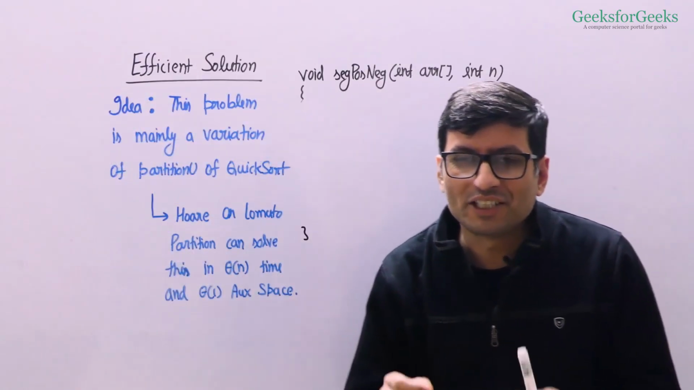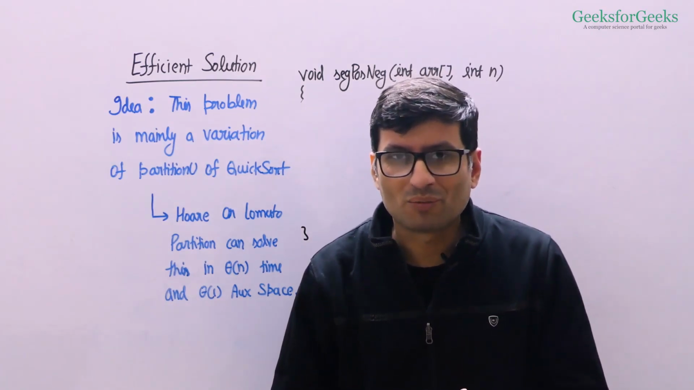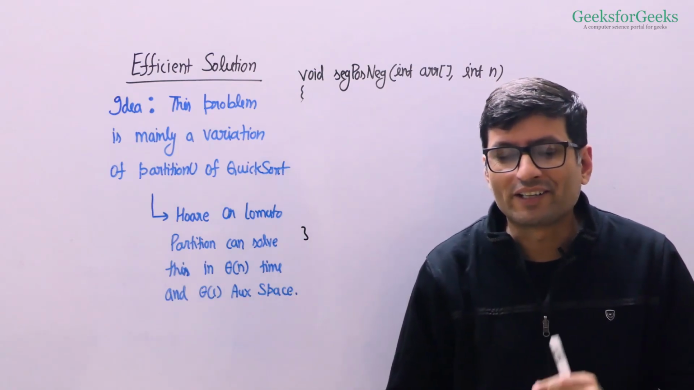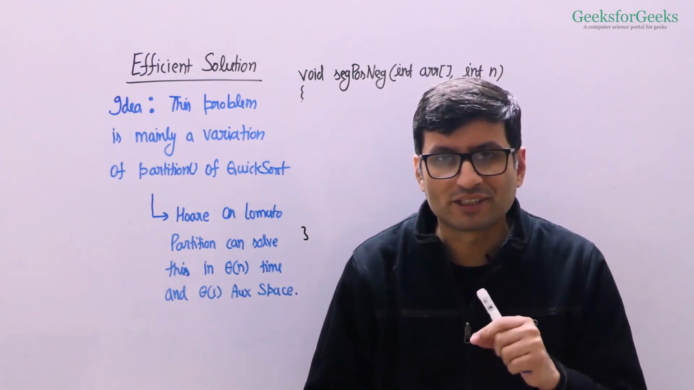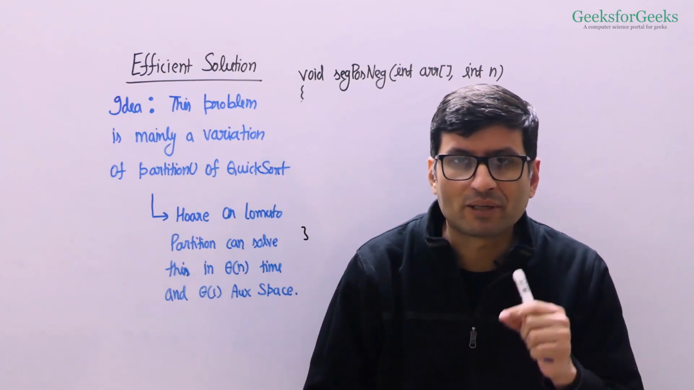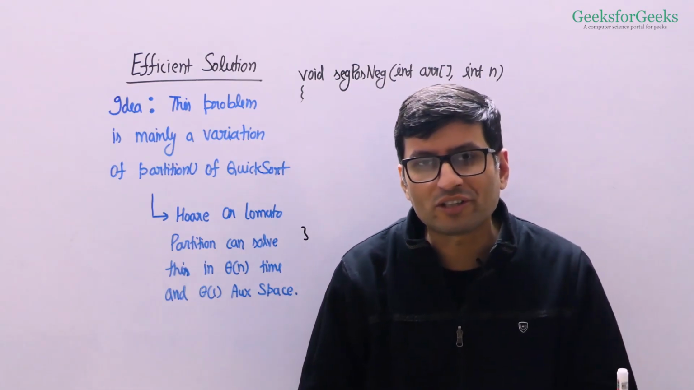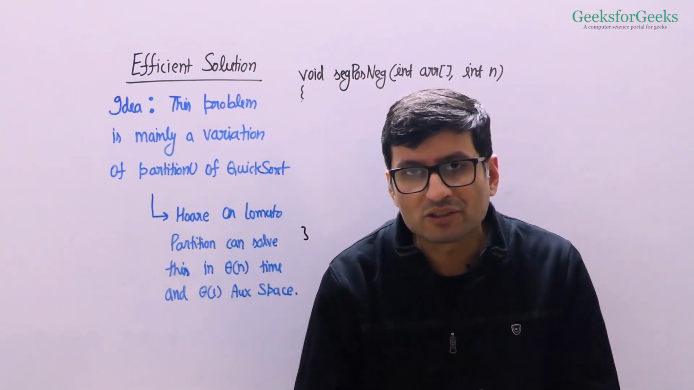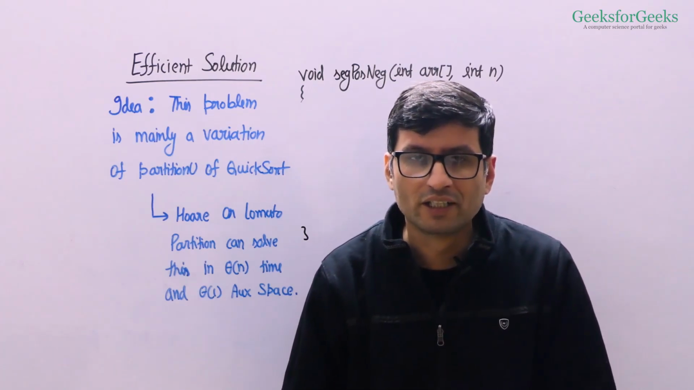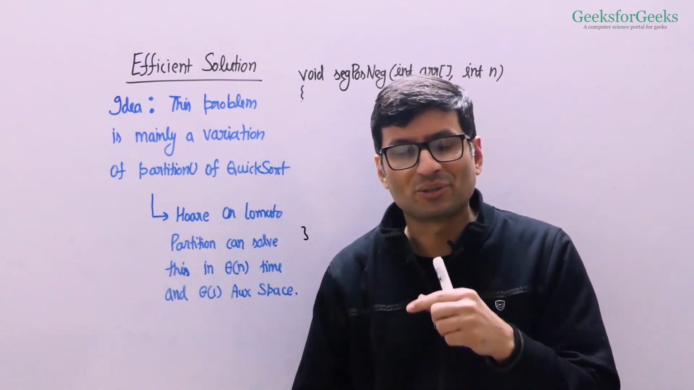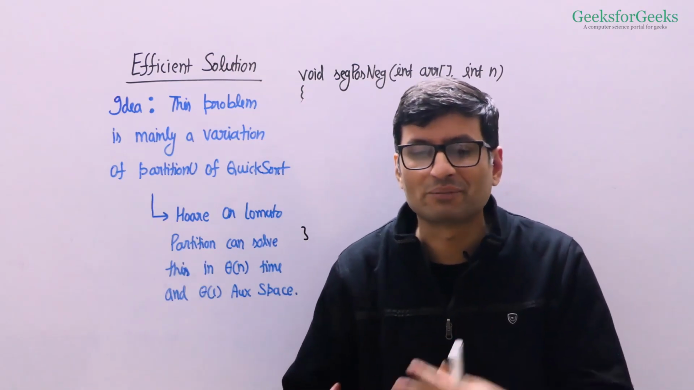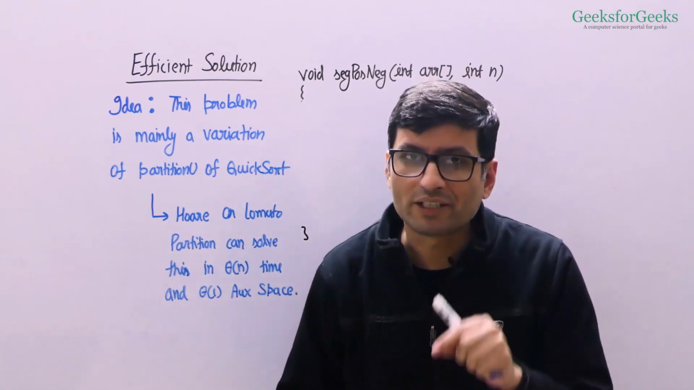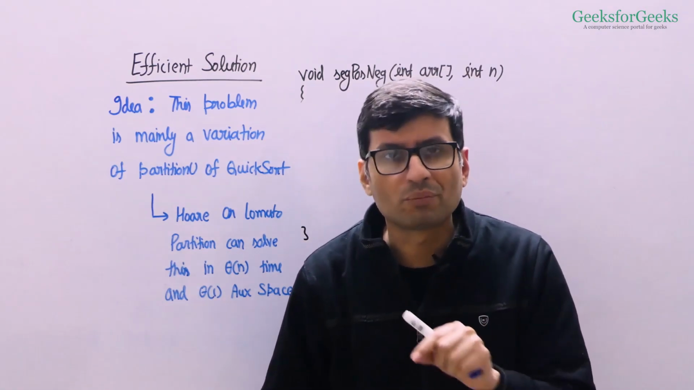You might have guessed the efficient solution now. This problem is mainly a variation of the partition function of quicksort. And the naive solution that we just discussed was actually the naive partitioning algorithm, right? In the quicksort, we discussed 3 different partitioning algorithms. So if you've not seen the quicksort videos, please refer to the quicksort videos first. In the naive partitioning algorithm, we were doing 3 traversals, theta n auxiliary space, the same thing we did here. So we can solve this problem efficiently by using either Hoare's partition or Lomuto partition.